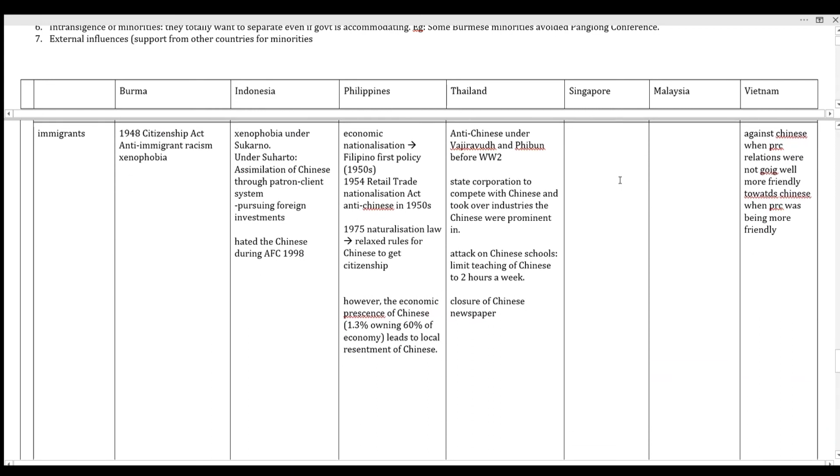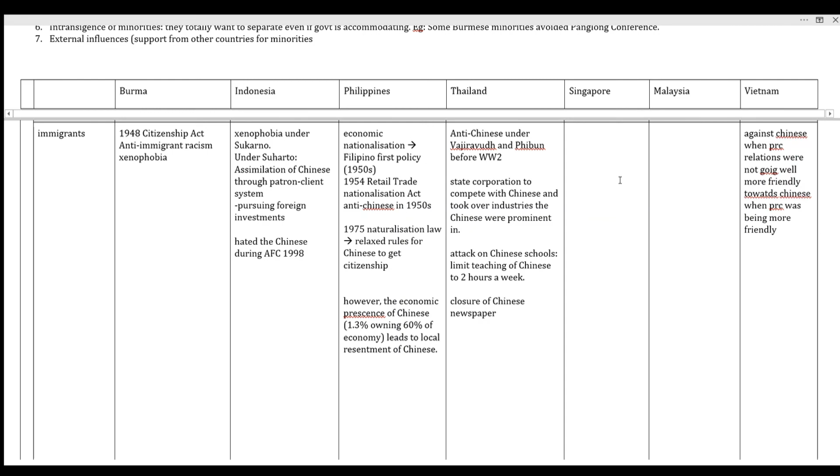Burma has this anti-immigrant citizenship act thingy, and this leads to xenophobia. In Indonesia, Sukarno had xenophobia. Under Suharto, he assimilated the Chinese through a patron-client system, and this led to foreign investments, and that was economically good for them. However, it led to the fact that in the AFC, Asian financial crisis, the Chinese were pretty hated, even though I'm pretty sure it wasn't their fault. It was just a crisis that affected everyone.